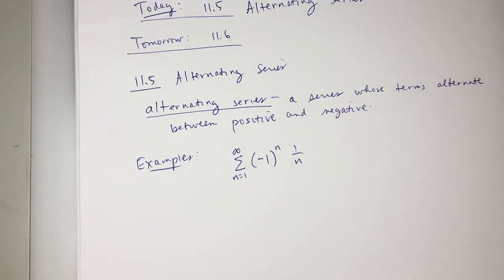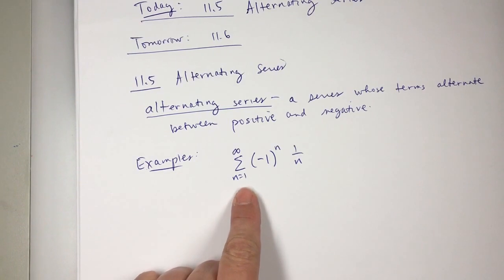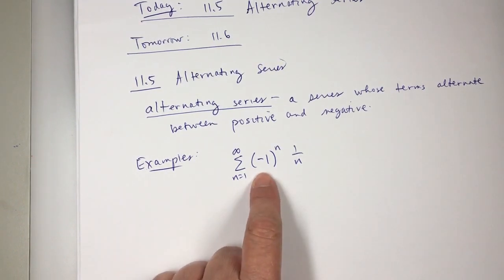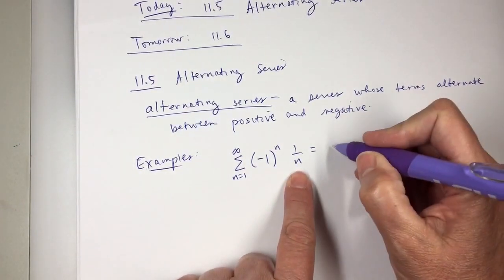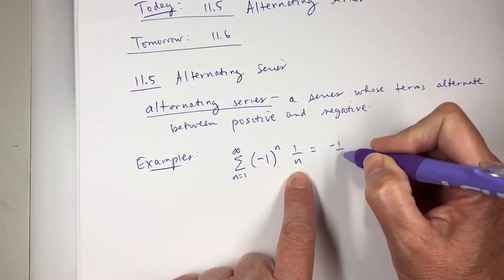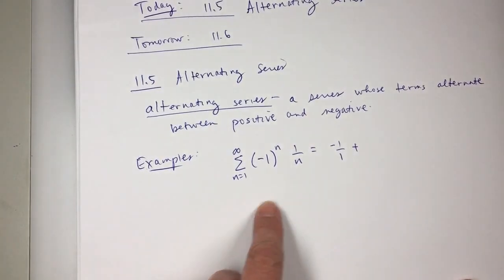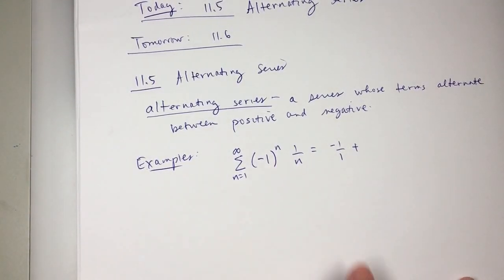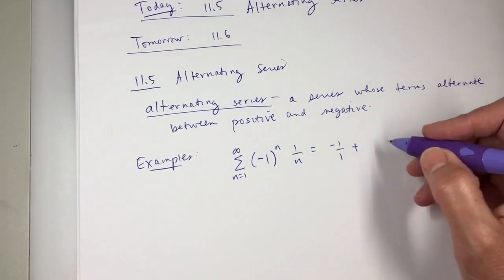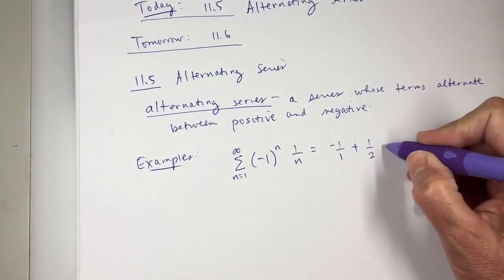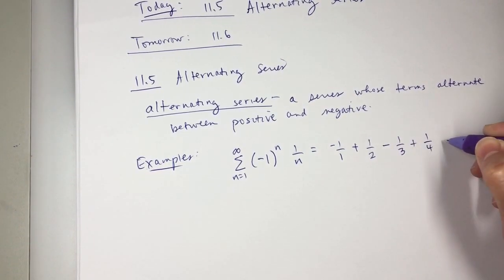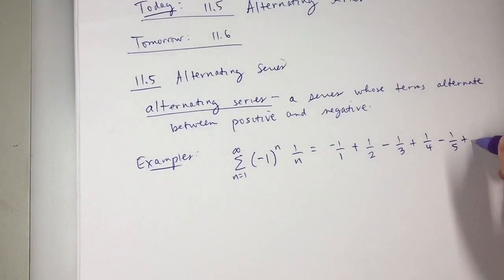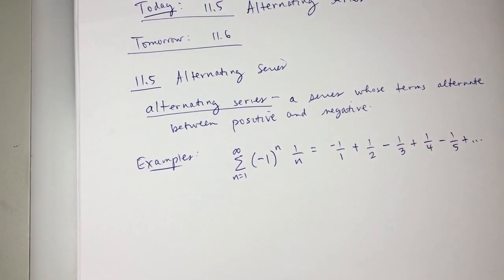For this, if I write out a few terms, when n is 1, (-1) to the first power is negative, and the n in the bottom would be 1, so -1 over 1, plus, when n is 2, (-1) squared is +1, so that would be 1 over 2. The next one would be -1/3, and then +1/4, -1/5, plus, and it goes on forever. So there's an alternating series.